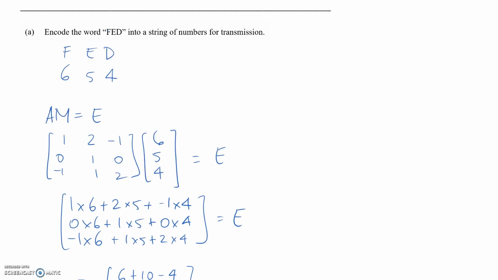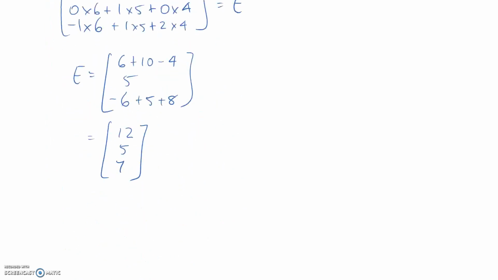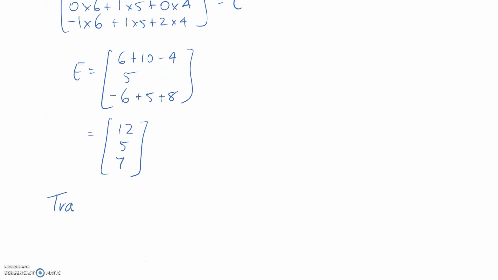What we're asked to do is encode our word into a string of numbers for transmission. So our string to transmit is just going to be these in order. So 12, 5, 7 would be our answer here. So that's all there is for that part of the question.